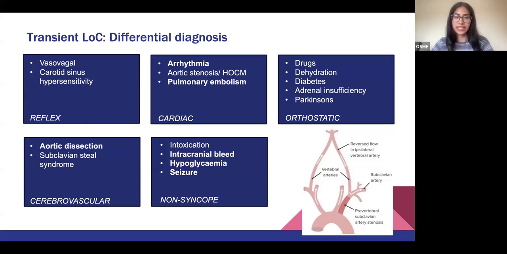Carotid sinus hypersensitivity. Some of the clues in the history will be if it comes on when they're doing up their shirt or a tie, something like touching the neck.